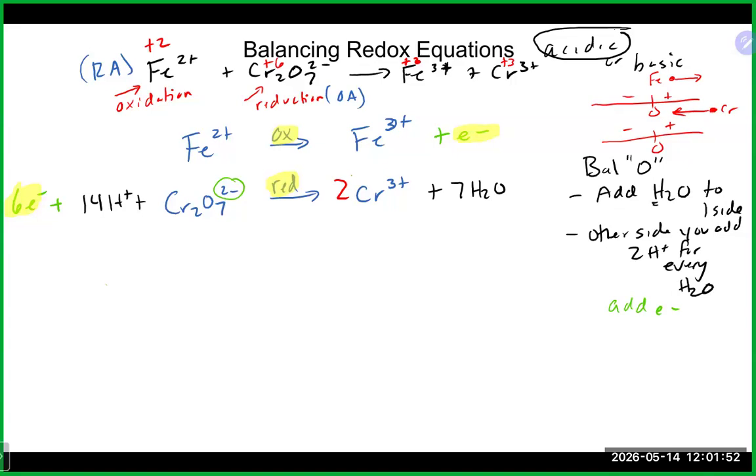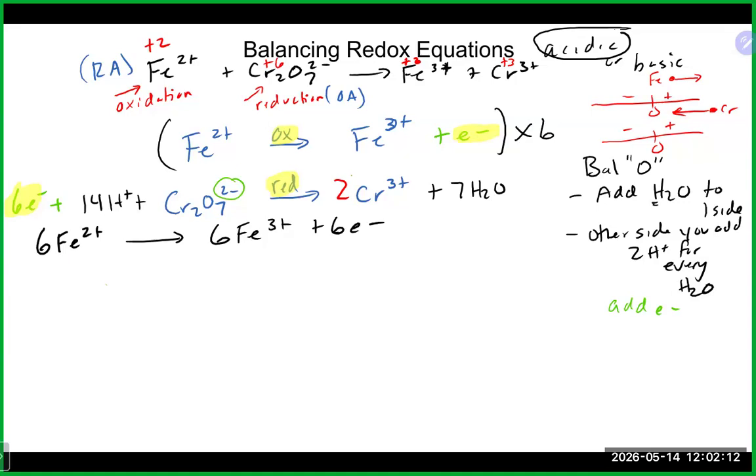The top one has only 1 electron. The second one has 6. So we do need to take the very top equation here, basically, and multiply it by 6 so that we have the same number of electrons. I'm just going to write it underneath. So 6Fe2+ goes to 6Fe3+ and 6 electrons.